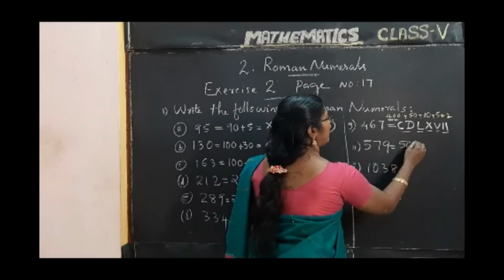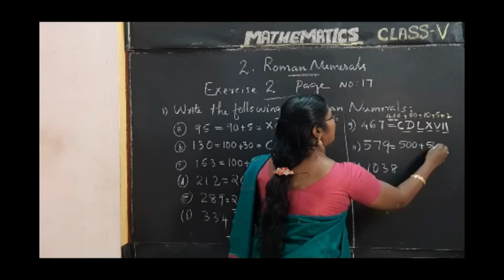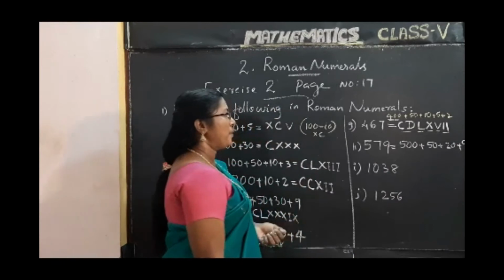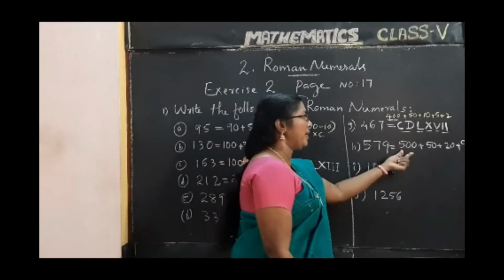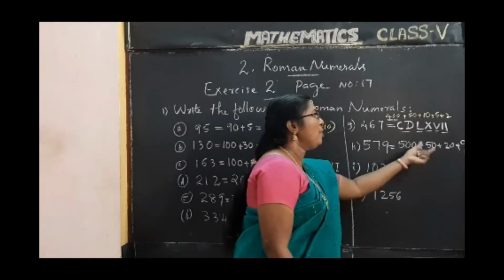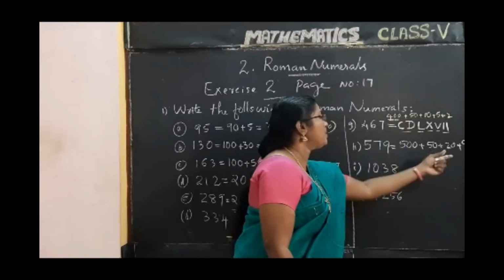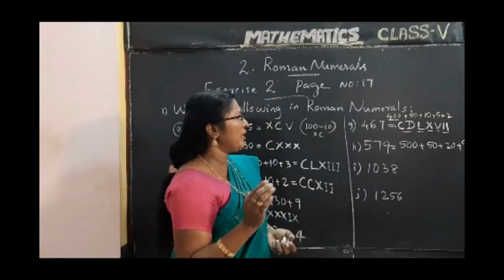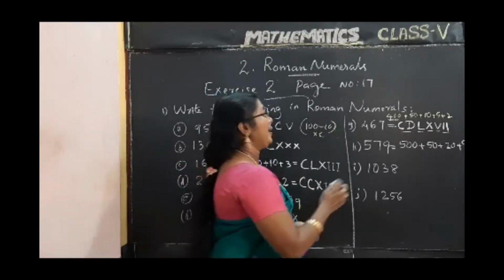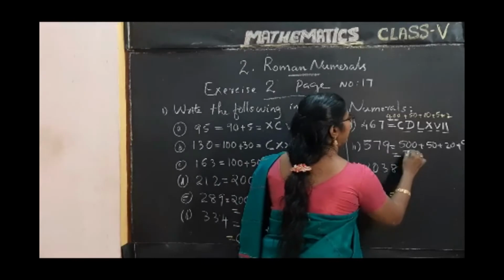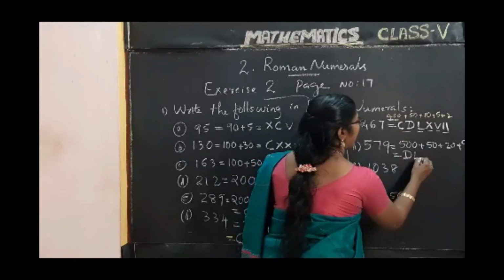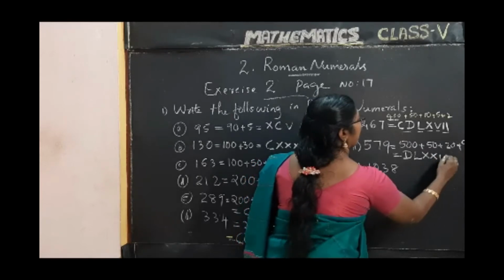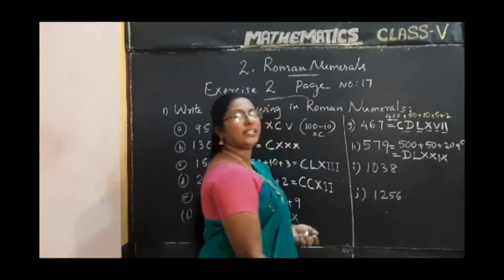500 plus 50 plus 20 plus 9. Okay. 579: 500 plus 50 is 550, plus 20 is 570, plus 9 is 579. Then which symbol denotes the 500? Yes, D. That is D, then L for 50, XX makes 20, and IX is 9.